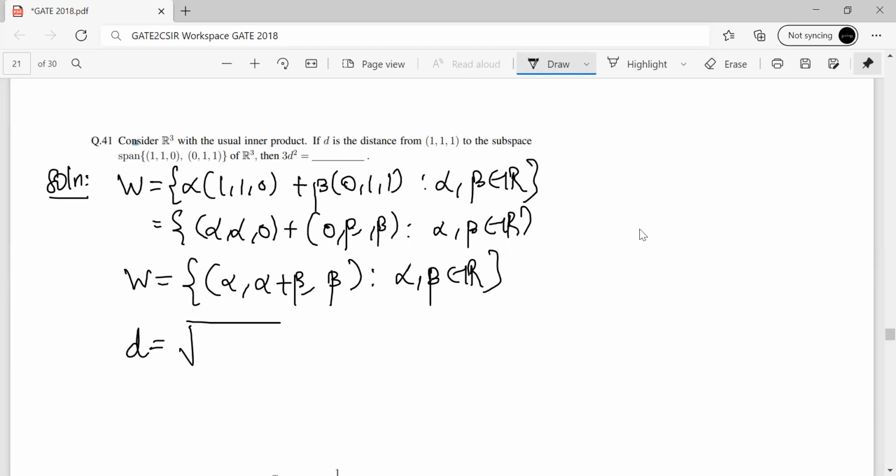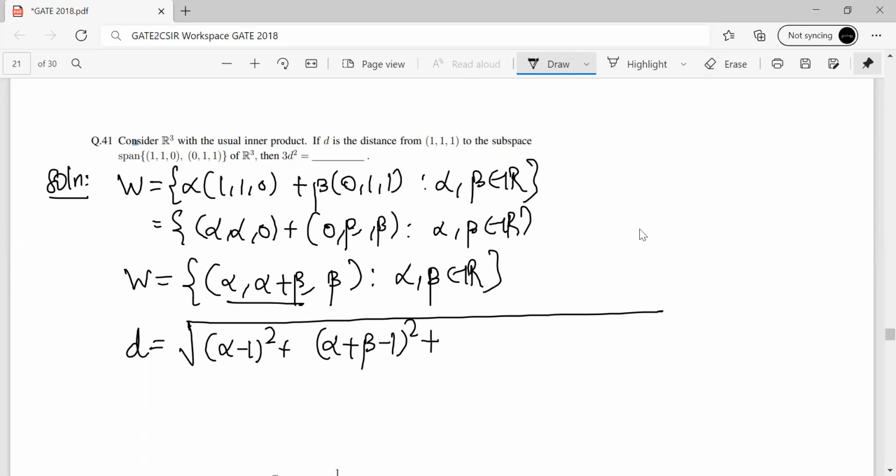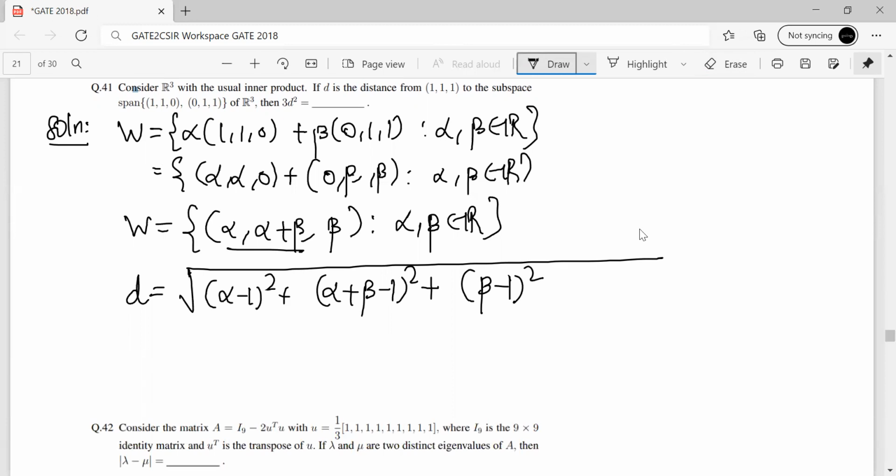That means the distance is given by the norm, that standard metric. So I want the distance from 1, 1, 1 to this space. So that will be alpha minus 1 square plus alpha plus beta minus 1 square plus beta minus 1 square. Okay, so this is what is there. Now I need to find out the distance. So I'll rather say it is d square, and I have to minimize this.